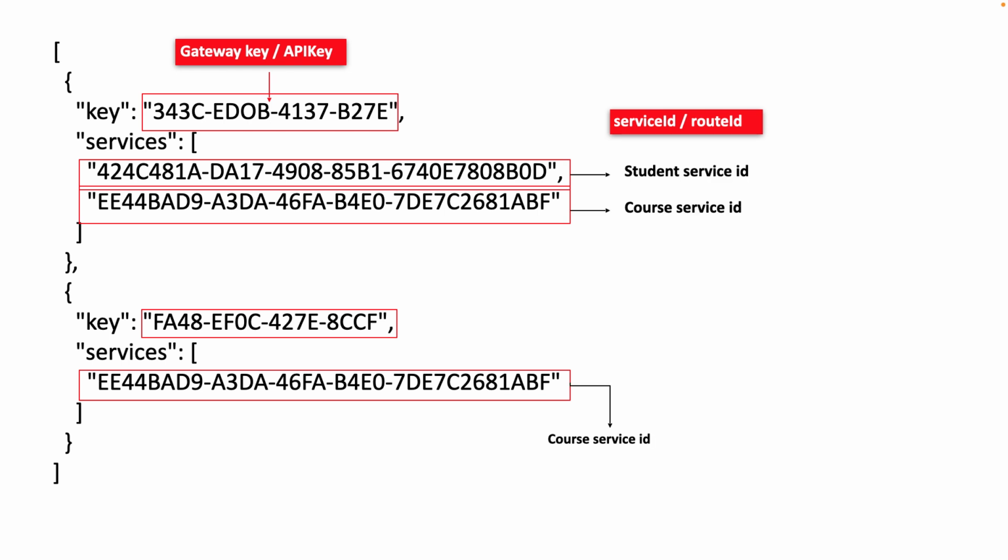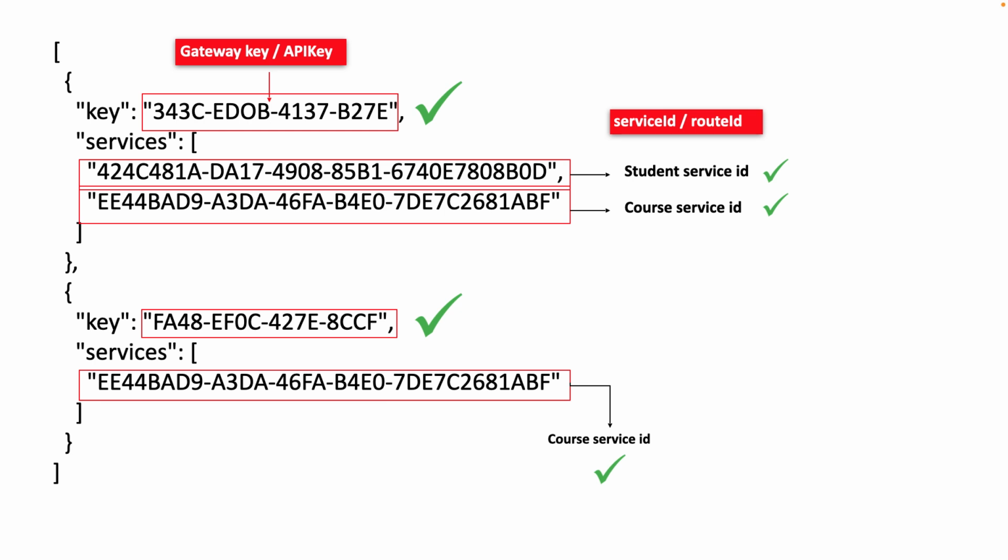Okay, so if the user is giving this particular API key as part of the header, then he will be able to access the student and course microservices. Similarly, if the user is passing this API key, then he can access only the course service. Okay, this is how we need to maintain the API key and service ID mapping in our application.